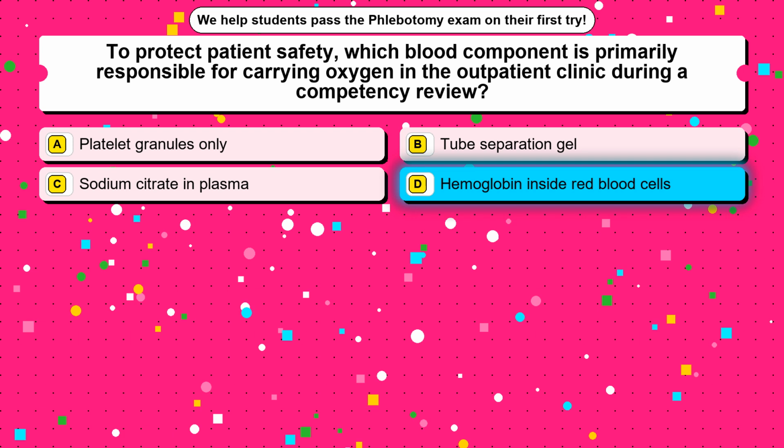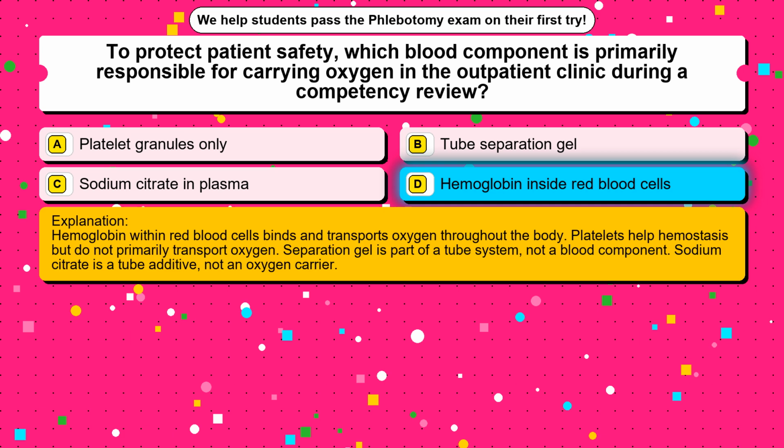The correct answer is option D. Hemoglobin inside red blood cells. Hemoglobin within red blood cells binds and transports oxygen throughout the body. Platelets help hemostasis but do not primarily transport oxygen. Separation gel is part of a tube system, not a blood component. Sodium citrate is a tube additive, not an oxygen carrier.